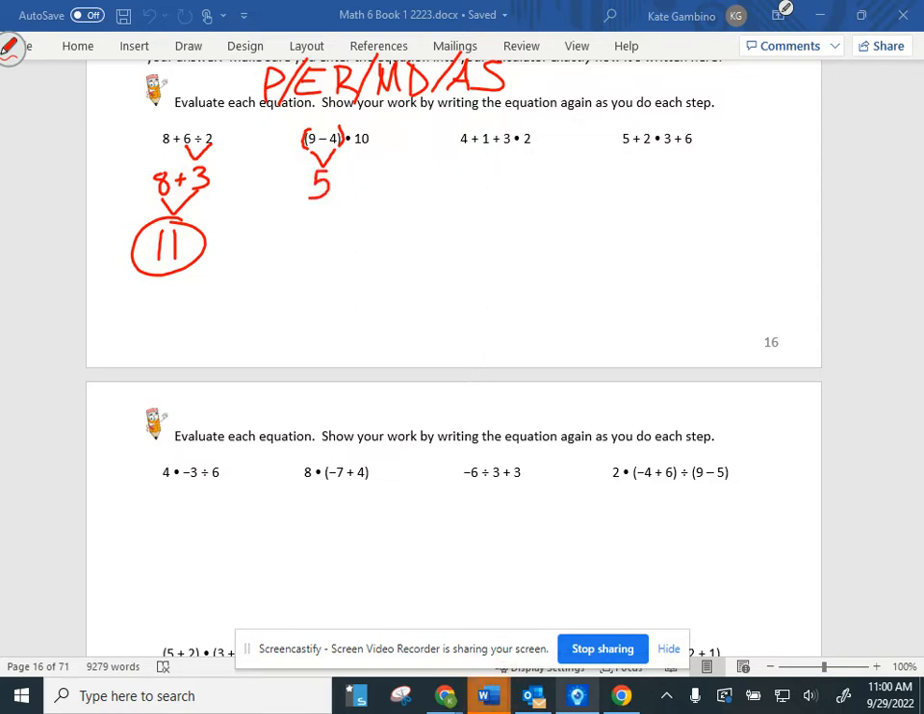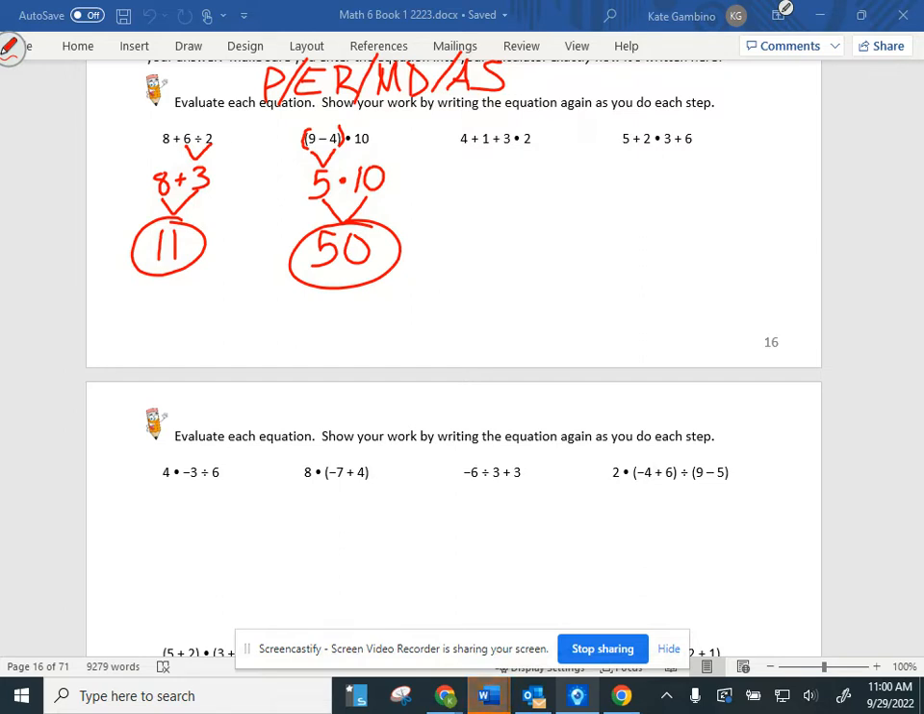There are no more parentheses, so I'm going to bring down the rest of my problem, times 10. See how I bring it straight down. So now I have 5 times 10. There's only one operation left, so that's the one I have to do. What is 5 times 10? 5 times 10 is 50. That is my answer.